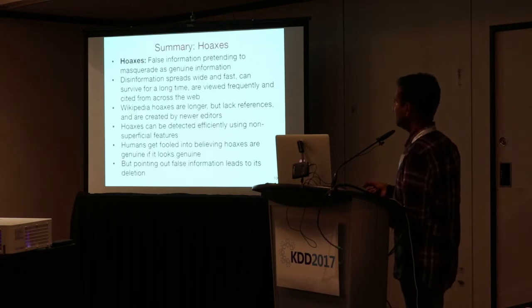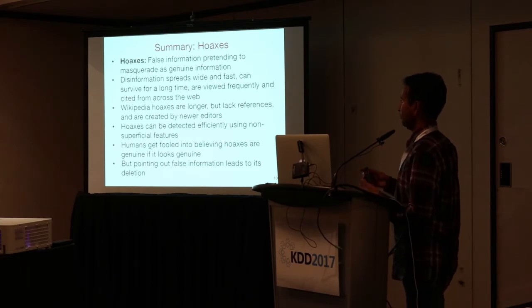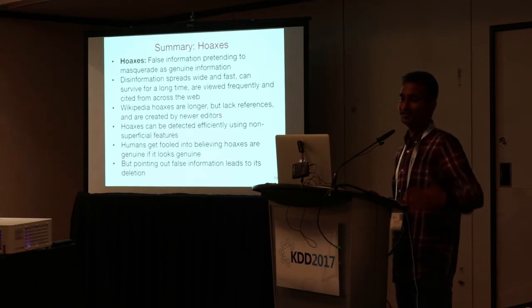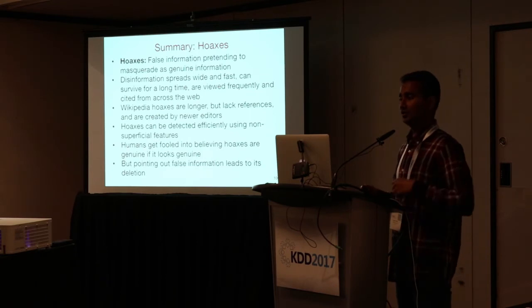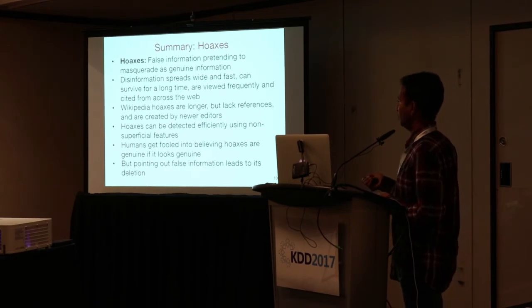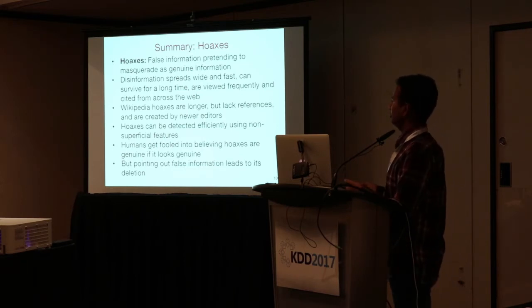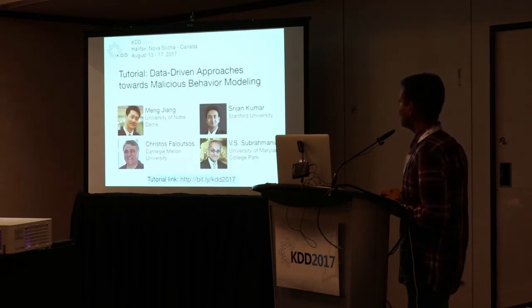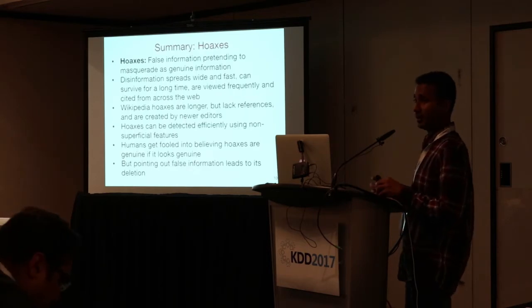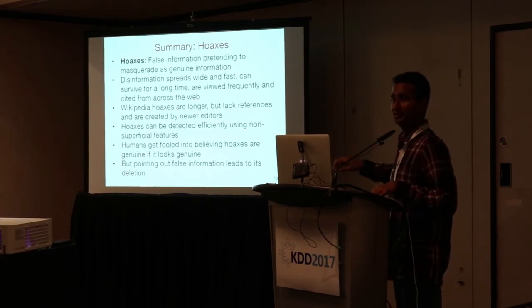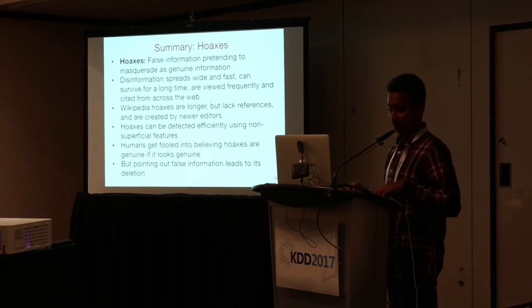propagating it. So overall, what we see is that false information can be identified very reliably if you look not just at what the article says, but also at more intricate features. But humans get fooled into believing that hoaxes are genuine if they look genuine. But when you point it out, humans actually stop propagating this particular false information. So this was all for the feature-based part, and I'm happy to take questions for the feature-based parts or whatever in the hoaxes one that we discussed. If not, we'll move on to the second part, which is detection algorithms.